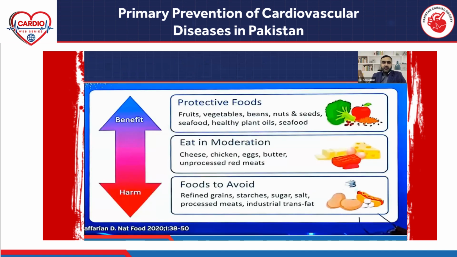This is just to give you an overview of the diet plan: the protective foods, the foods which can be eaten in moderation, and the foods which need to be avoided, like refined grains, starches, sugar, salt, processed meats, and industrial trans fat. All these need to be avoided.